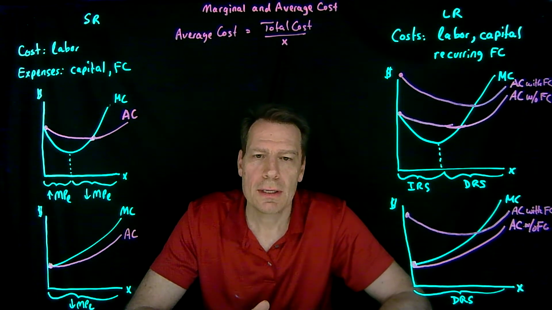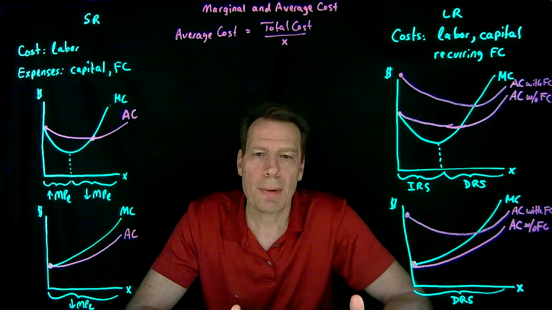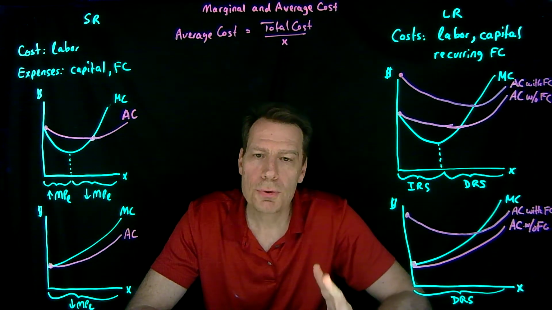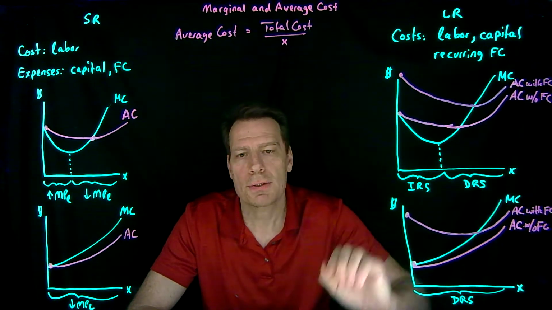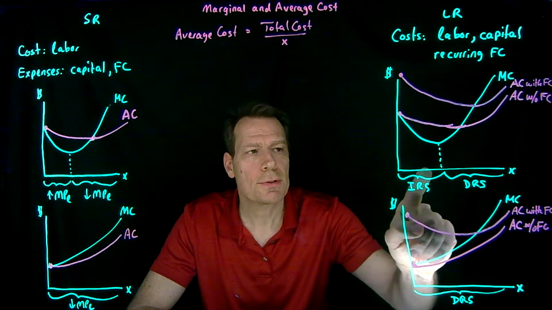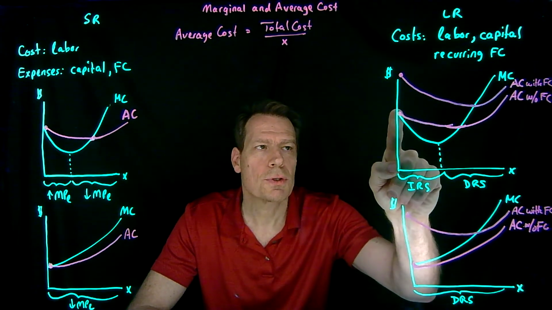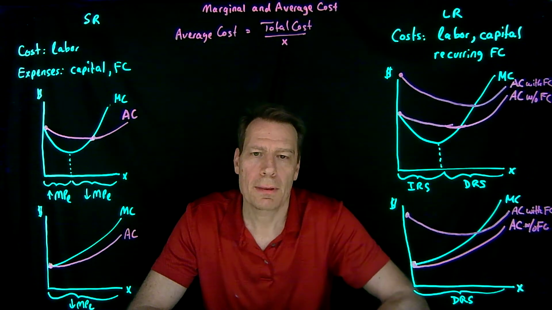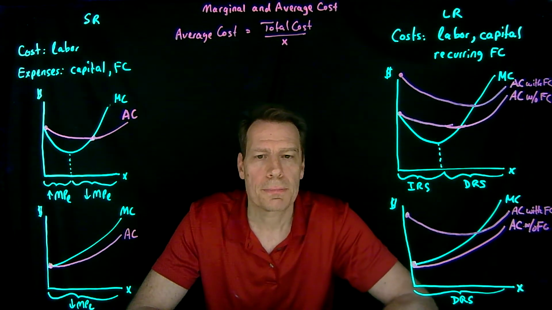So we can now see that in the long run, the average cost curve might take on a U-shape for two different reasons. It could be that we don't have recurring fixed costs, but we simply have an increasing returns to scale part followed by a decreasing returns to scale part, which creates our U-shape. It initially gets easier and easier to produce, eventually becomes harder and harder to produce.